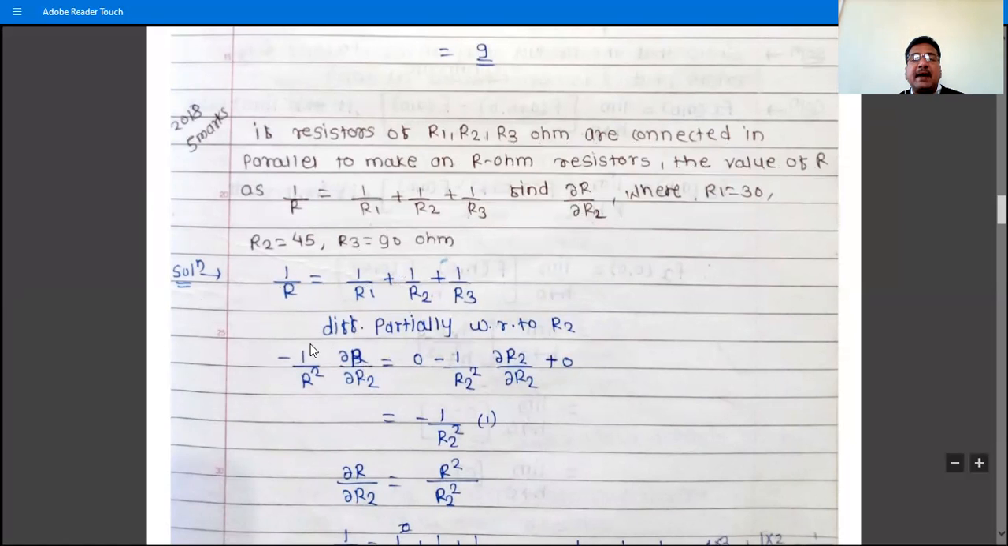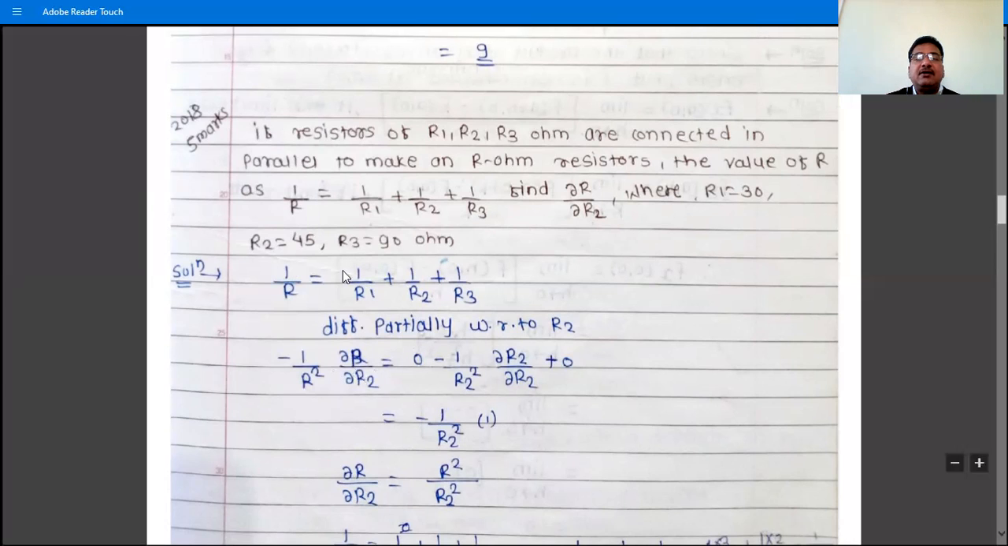And the derivative of 1/R is what? Minus 1/R² into ∂R/∂R2. Like 1/x, what is the derivative of 1/x? Minus 1/x² with respect to x. Like that, the derivative of 1/R is minus 1/R² ∂R/∂R2.